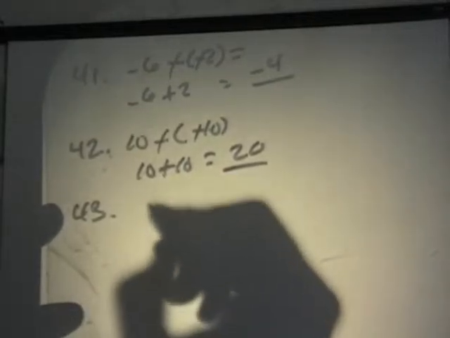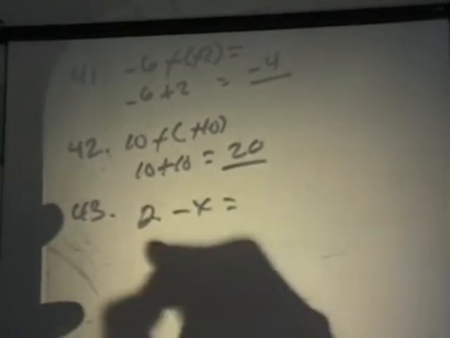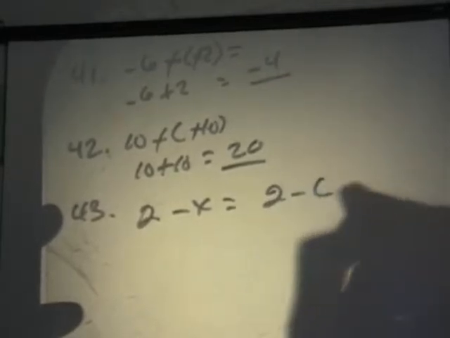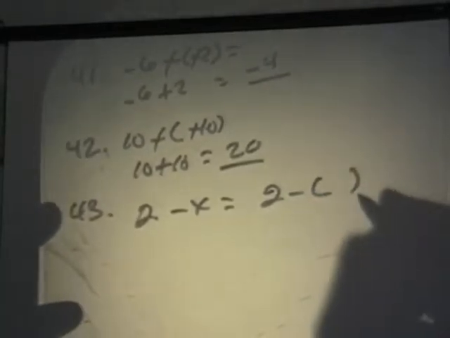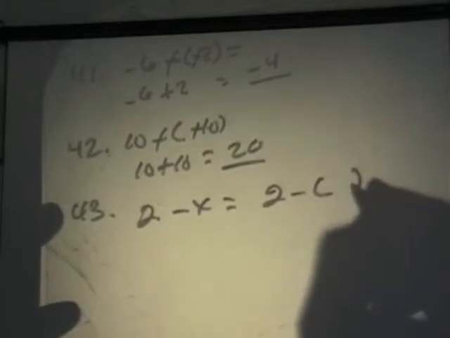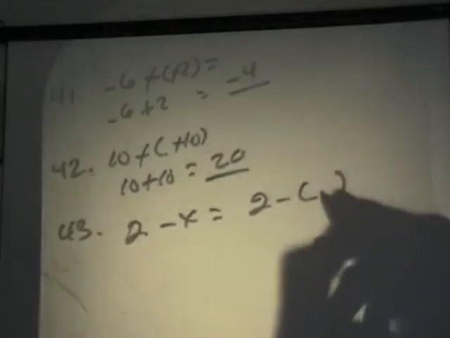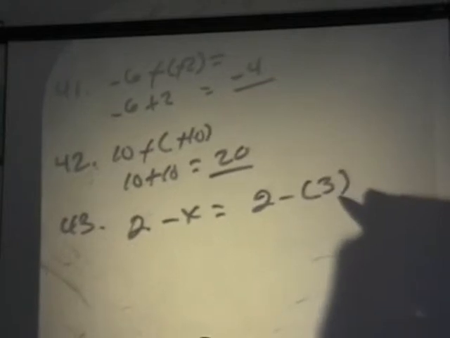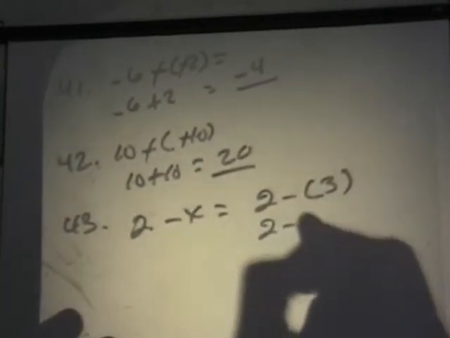Number 43, now you're going to evaluate. So what is 2 minus x? Well, the value of x is how much? That's 2 minus, just put the parentheses in place of the x. Now, what's going to go inside the parentheses in place of the x? Well, according to the book, we're letting x equal 3. So now you have 2 minus 3, which is a negative 1.